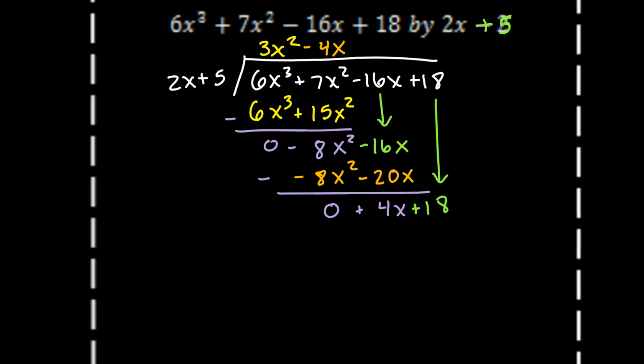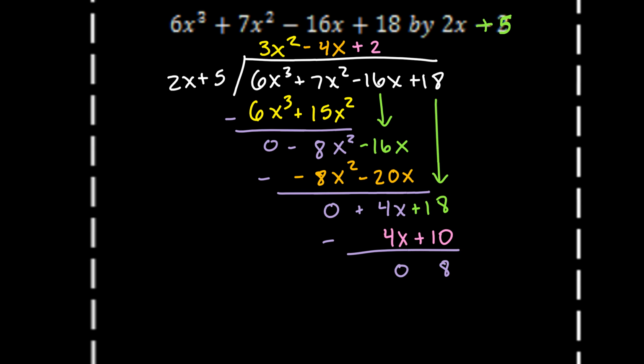And what is 4x divided by 2x? So up here we put 2x. Oh, just 2. 4x divided by 2x is 2. And then what is 2 times 2x? 4x. And 2 times 5? 10. Then we're subtracting again. 4x minus 4x is 0. And 18 minus 10 is?